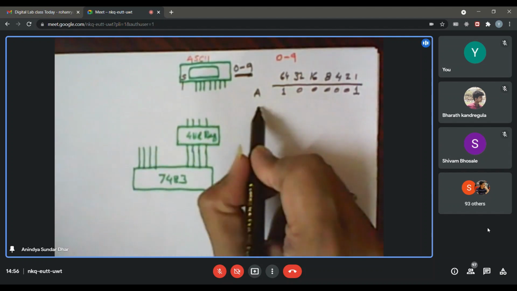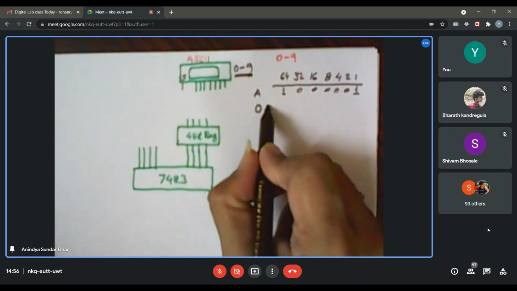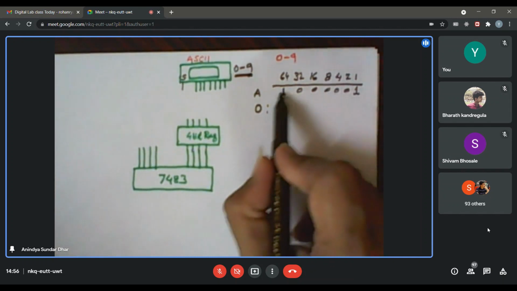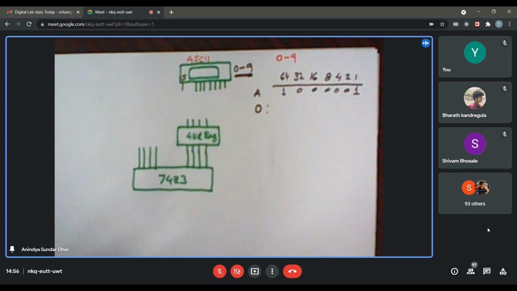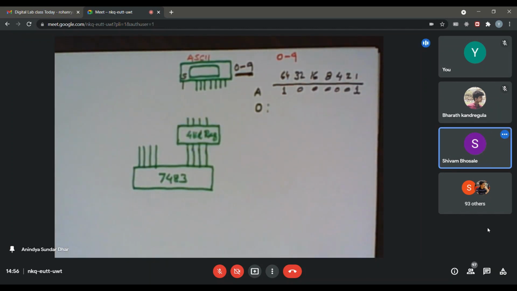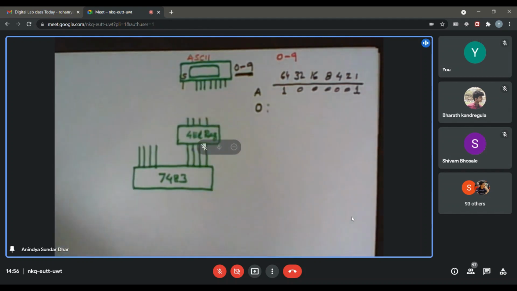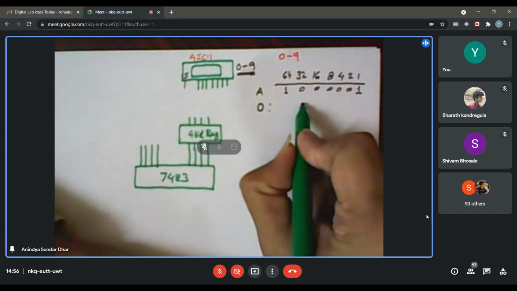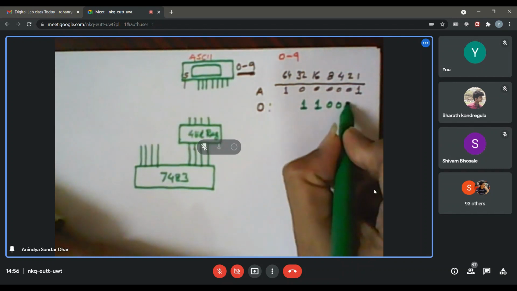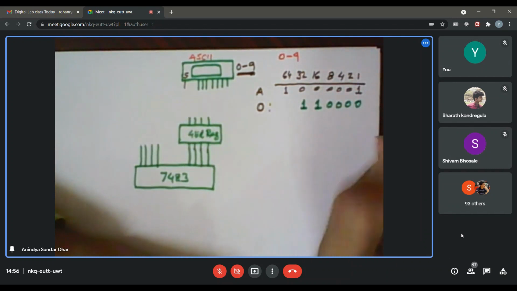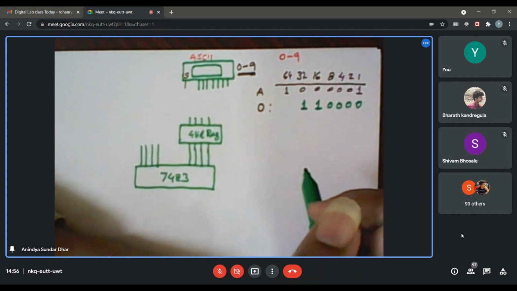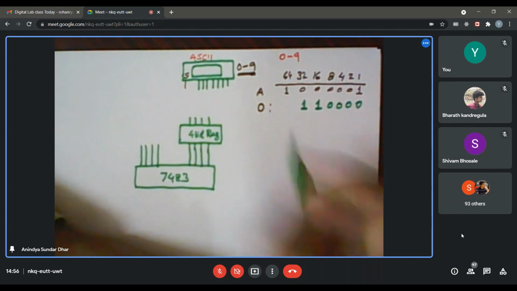But now if I press the character 0, its ASCII code is not 0, its ASCII code is 48. So can you just look at these weights and say how do I make 48 using these binary weights? 32 and 16. It is 32 plus 16. Okay. So it will be 32 plus 16, and then 1 must be 49.